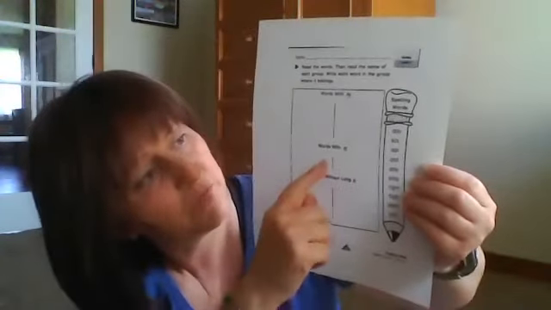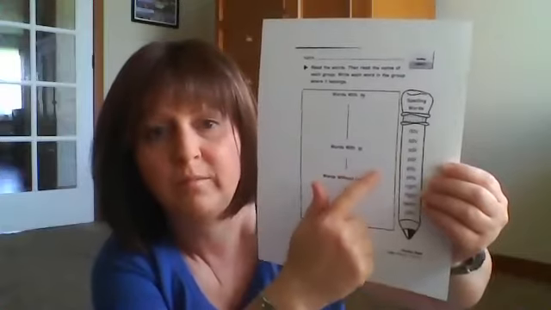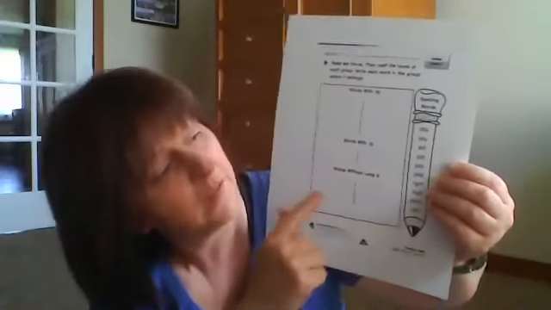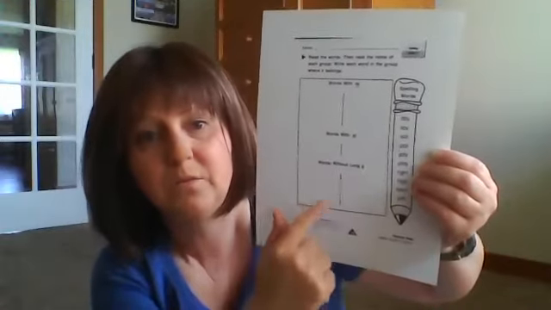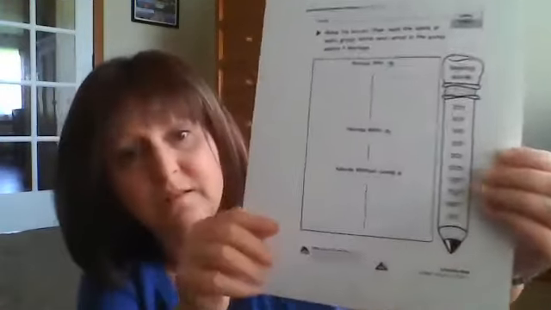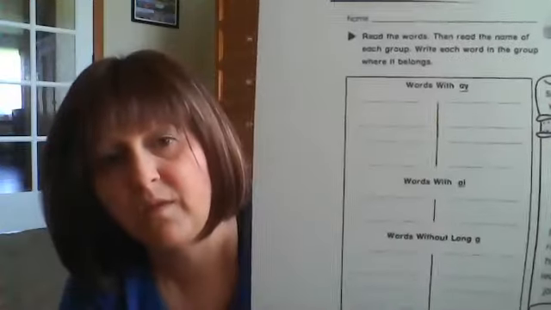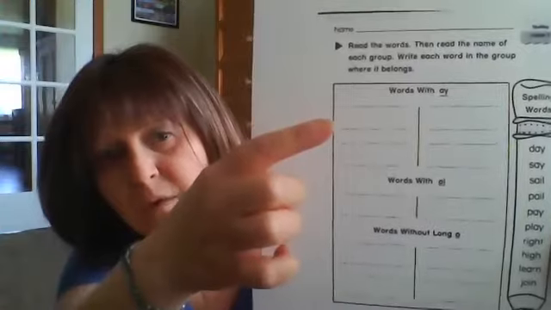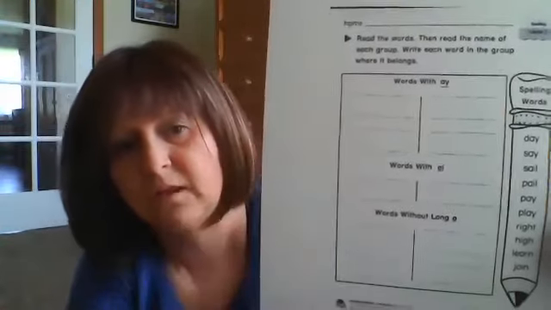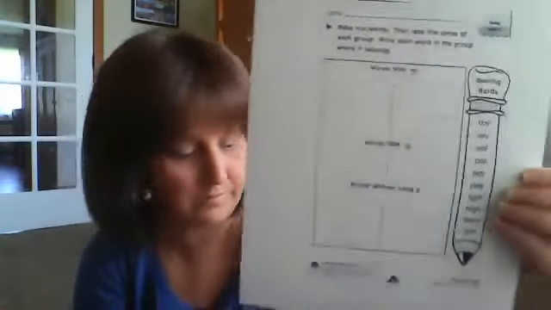The next one is words with AI. There would be 2. And down here, these are the words without the long A sound. There should be 4. Notice that they have the lines to help you with your printing. The headline, the belt line, and the foot line. So that should also help you with your printing.